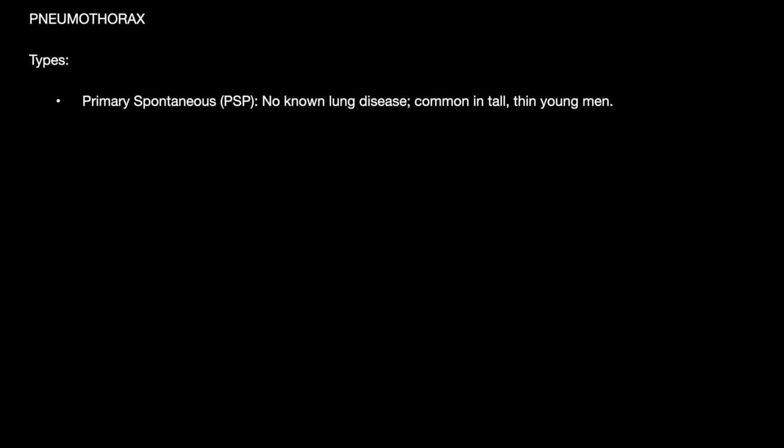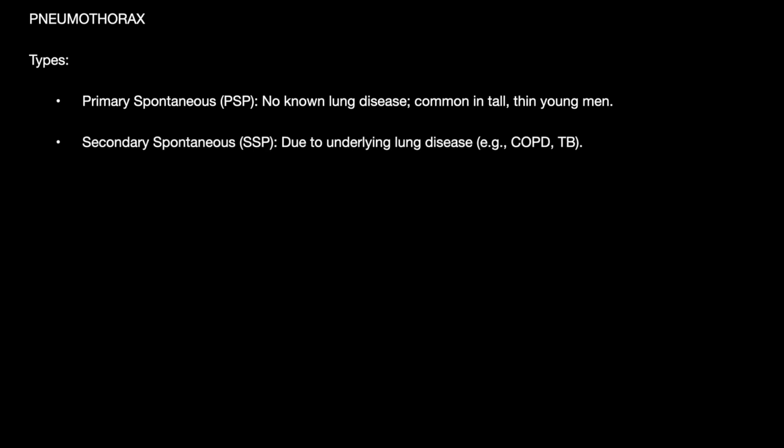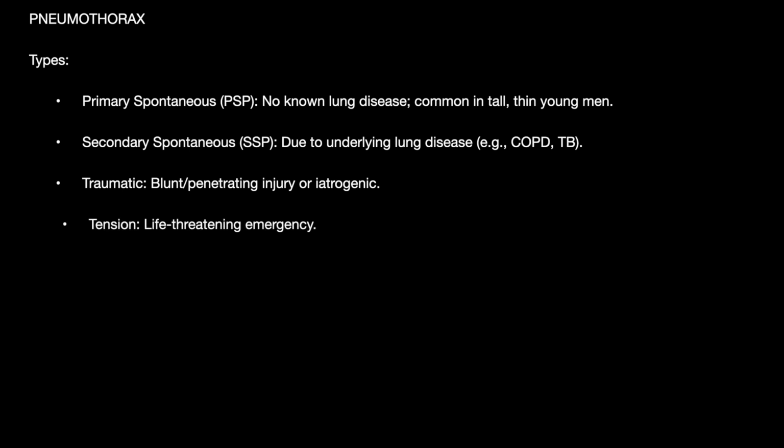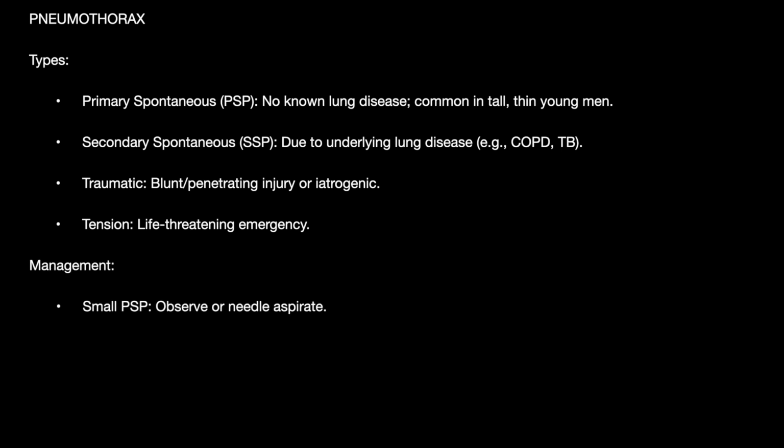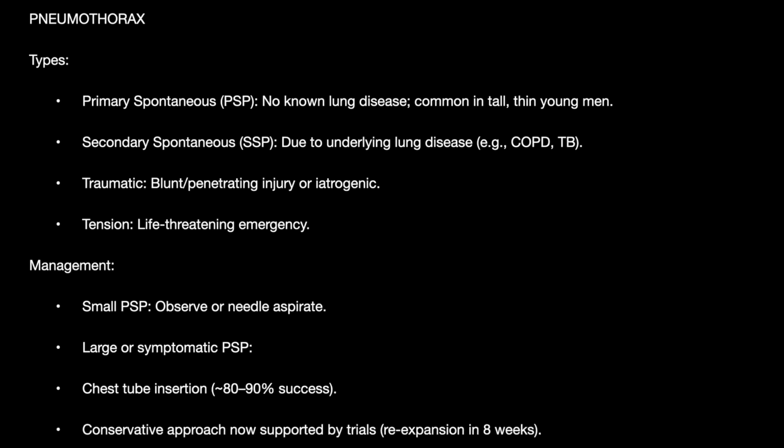Pneumothorax, the types you will get: primary, where no known lung disease is previously present, usually tall, thin young men. Secondary is due to underlying lung disease. Traumatic is because of the damage. Tension is the life-threatening type. So management is usually small. For the small PSPs, that is primary spontaneous, you just observe and needle aspirate. For the large, you put in a chest tube, and you will get a 90% success.